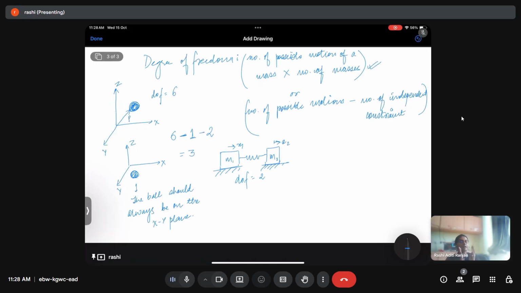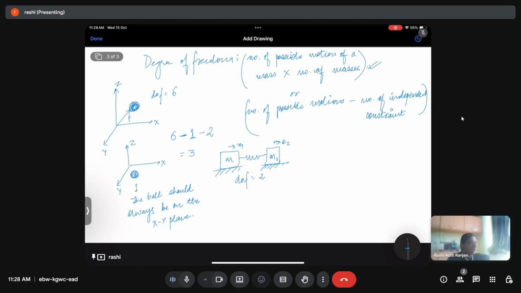So if it is oscillating only in the x direction, what is going to happen? It is going to have only 1 degree of freedom, no? Only 1 degree of freedom. Now there are 2 point masses, so there is going to be 2 into 1, so a total of 2 degrees of freedom, right? Corresponding to those 2 degrees of freedom, we are going to have two equations we have to solve simultaneously in order to get how the system is behaving.